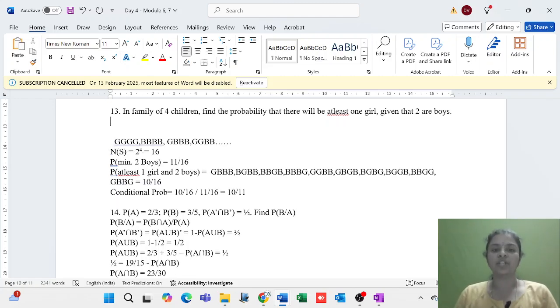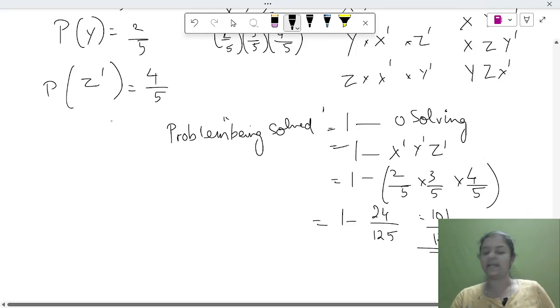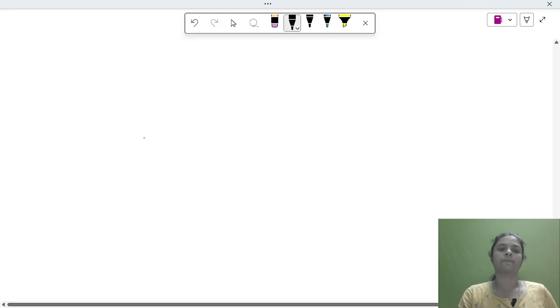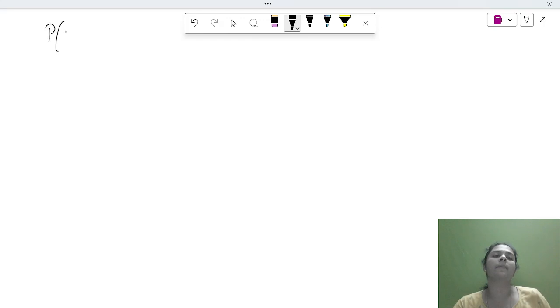In a family of 4 children, find the probability that there will be at least one girl given that 2 are boys. Okay? So, given that, what probability is this relating to? Conditional probability. So, remember, probability of a boy is 1 by 2. Probability of getting a girl is also 1 by 2.